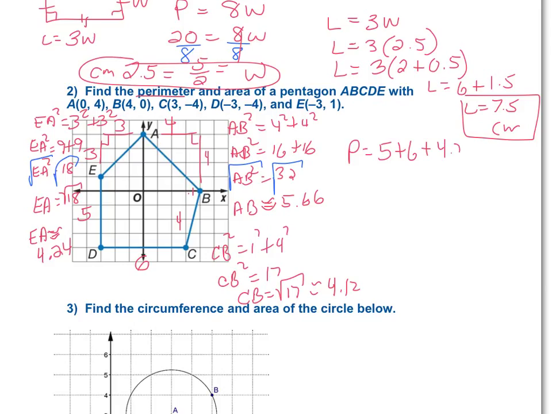So bringing it all together then, the perimeter is going to equal 5 plus 6 plus 4 24/100 plus 5 66/100 and plus 4 12/100. If I put that all together, I get a perimeter of approximately 25 200 units if I did everything correctly. So that would be my perimeter.